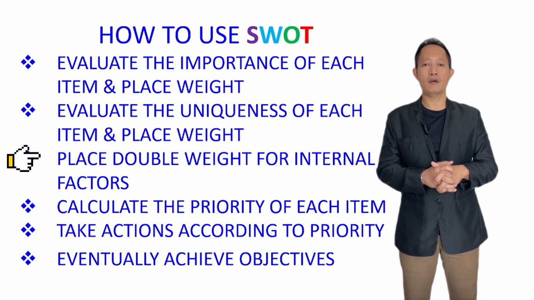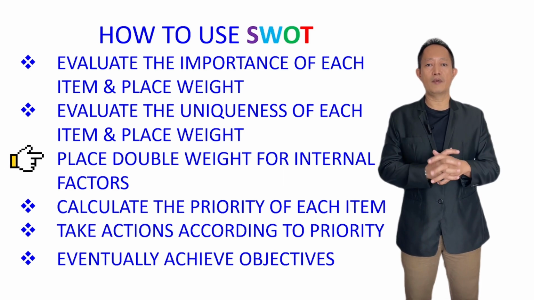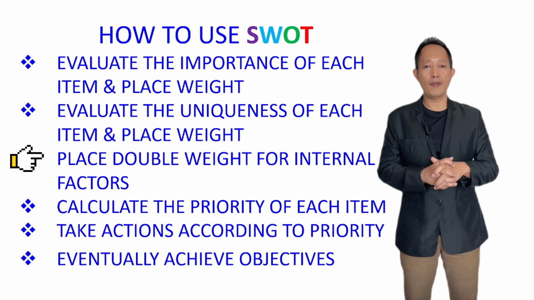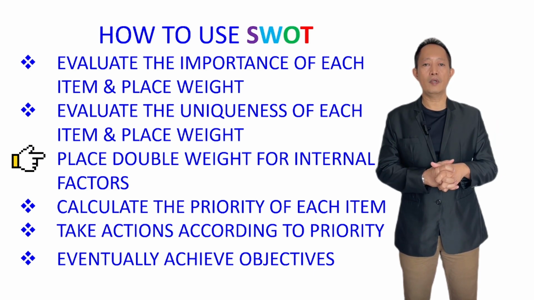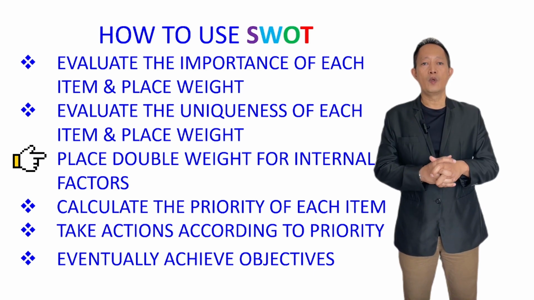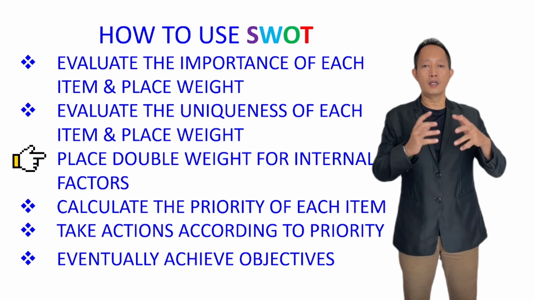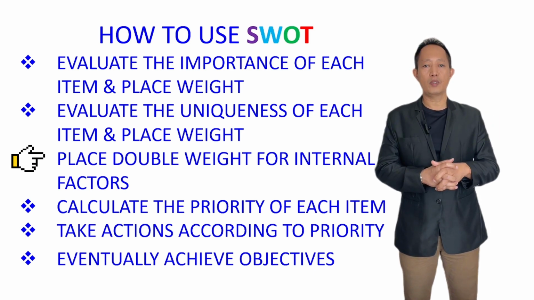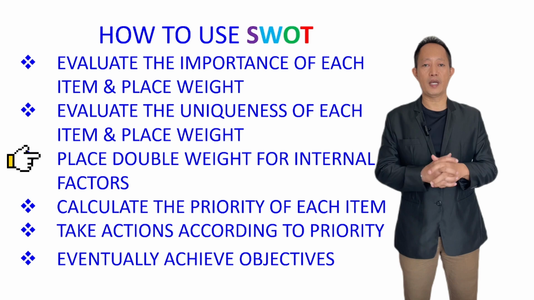It is out of our control. So why do we need to spend our time and energy on things we cannot control and that are not under our influence? We have to spend our time and energy wisely, which means we need to focus on internal factors. That's why we need to put double weight to make sure that we focus on something that we can change.